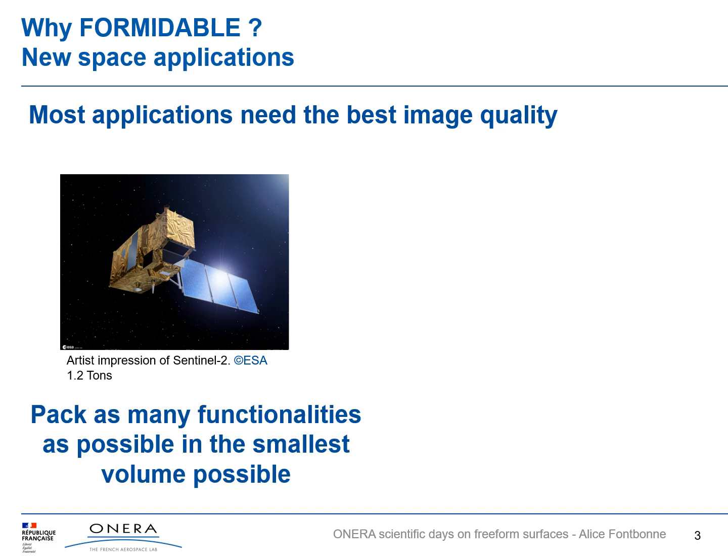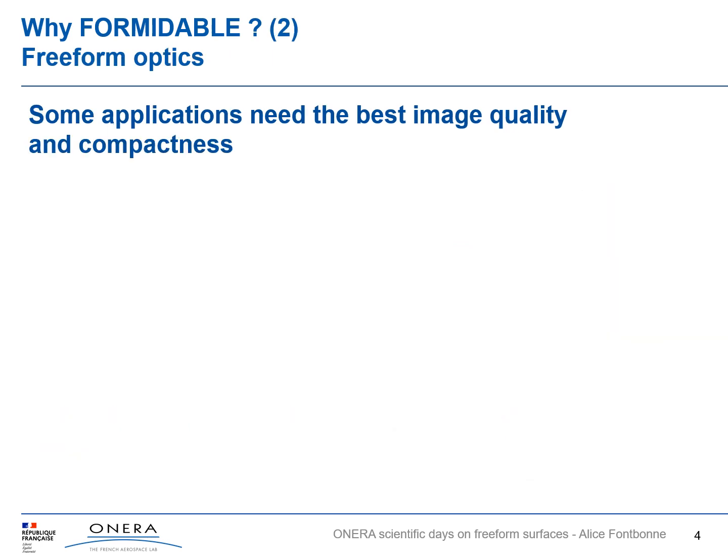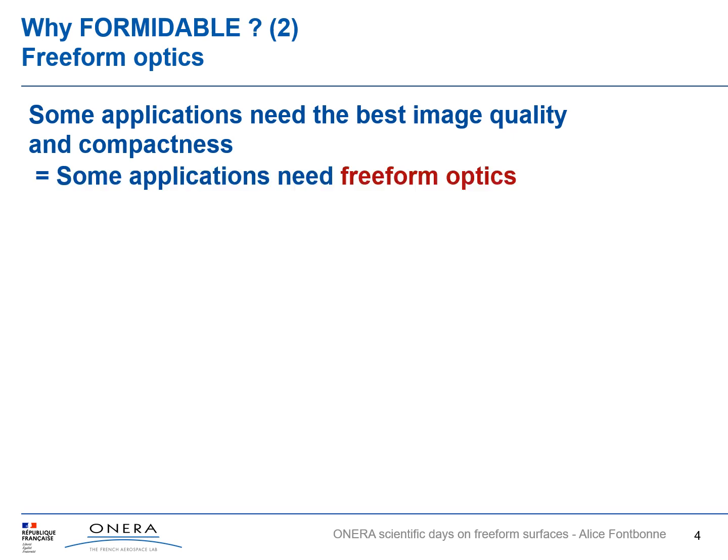we need to pack as many functionalities as possible in the smallest volume possible. So we have to miniaturize the platforms and instruments into small volumes like a CubeSat in 1U, that means 10 centimeter by 10 centimeter by 10 centimeter, and that's very small. And we need also the best image quality. So we need the best image quality and compactness, and this means that we need freeform optics.